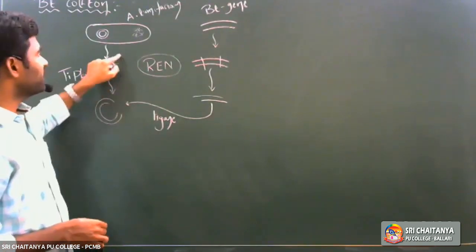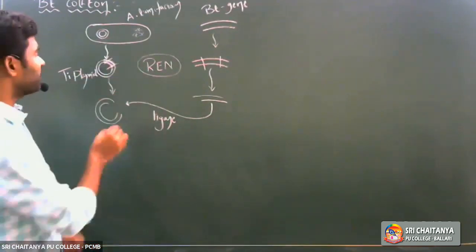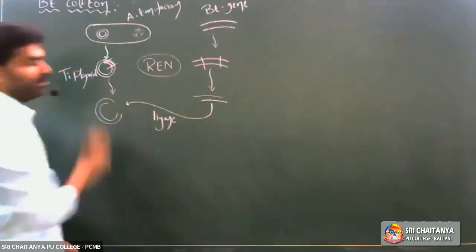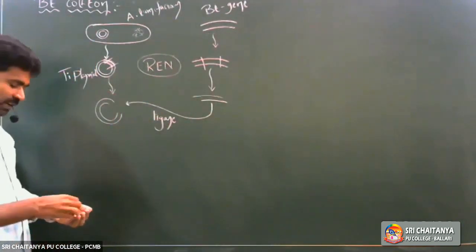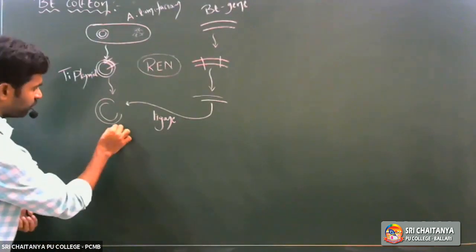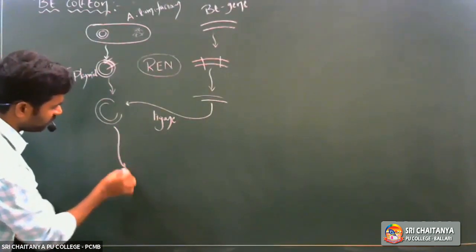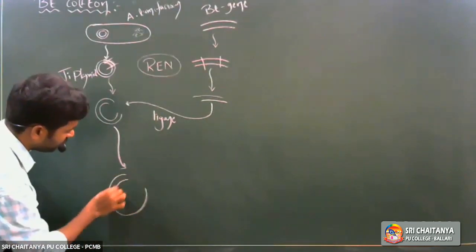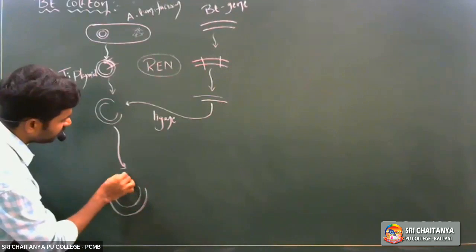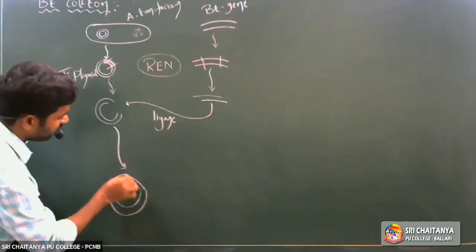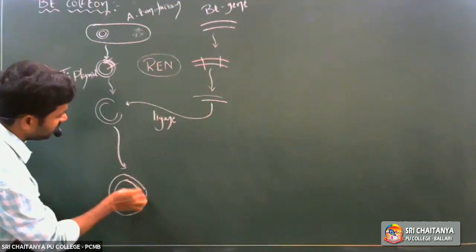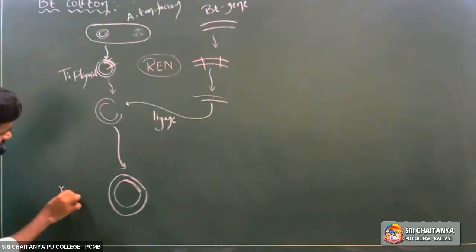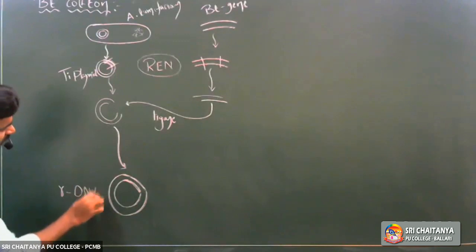Our tDNA is already inactivated now. So at the place of the inactivated tDNA segment, we insert that Bt gene by using ligase enzyme. It results in the formation of chimeric DNA or recombinant DNA. We call it chimeric DNA, or rDNA.